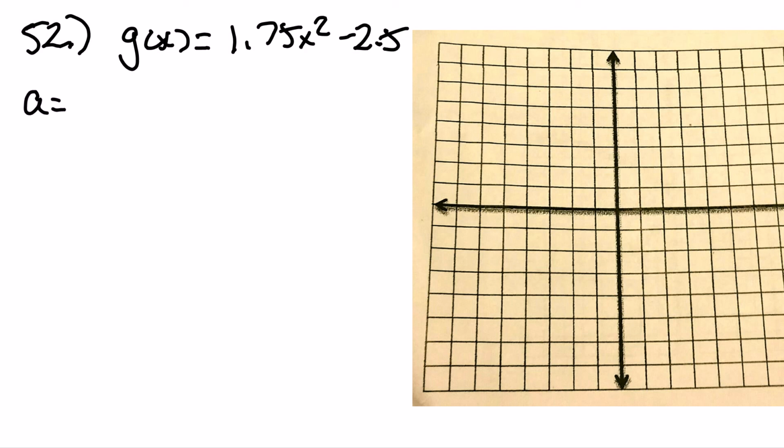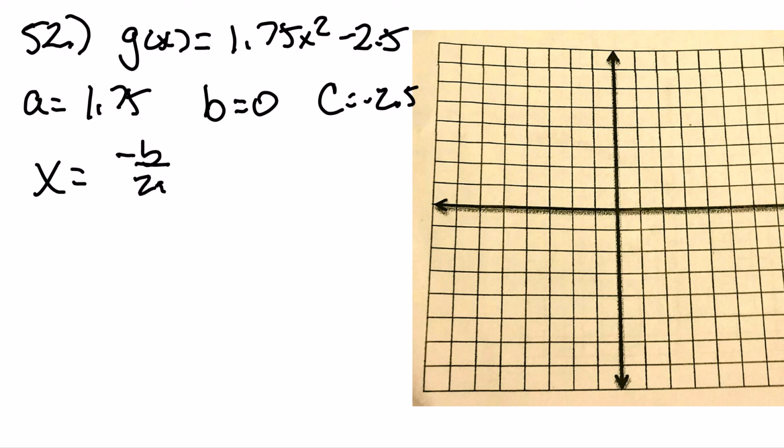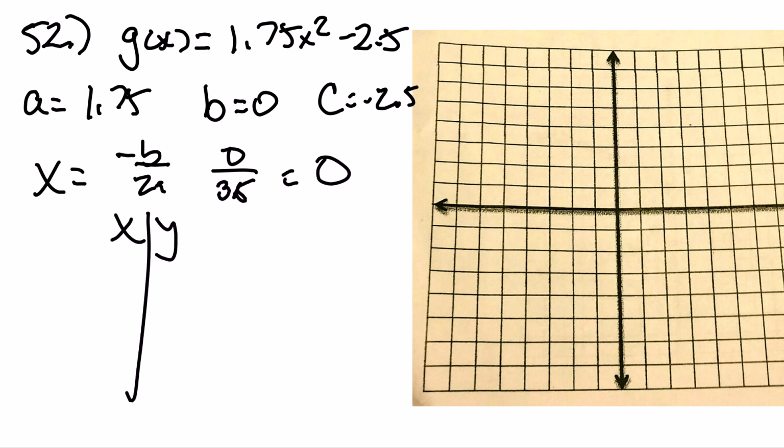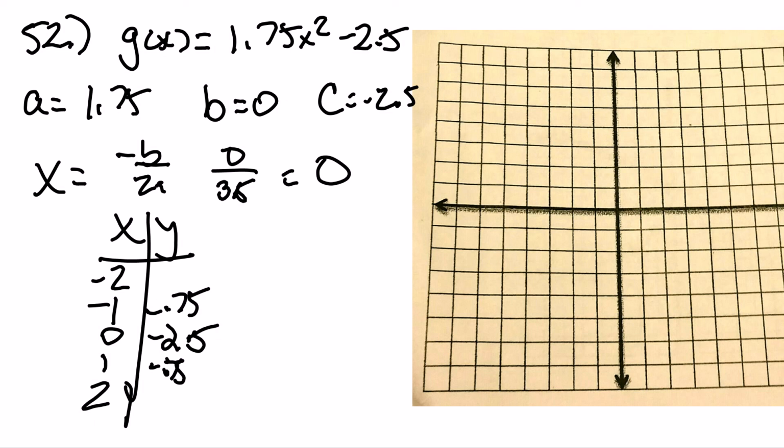Alright, 52, pretty easy. A is 1.75. B is 0. C is negative 2.5. X equals the opposite of B over 2A. 0 over anything. So even though it's 3.5, doesn't matter. It's still 0. So I make my XY chart. Put negative 2, negative 1, 0, 1, and 2. 0 is negative 2.5. Plug in 1. I get 1.75 minus 2.5. I get negative 0.75. That rainbows over. Now I'm going to plug in 2. 2 squared is 4. 4 times 1.75 is 7. Minus 2.5 is 4.5.